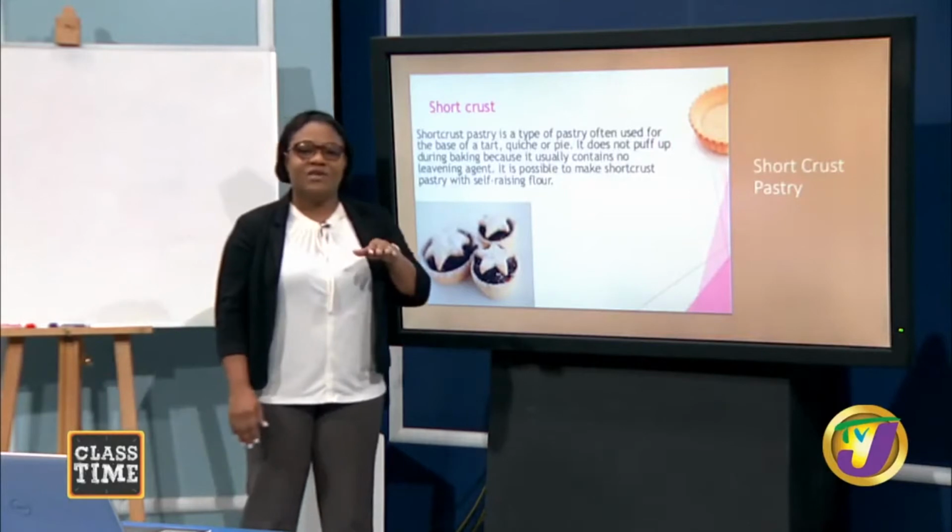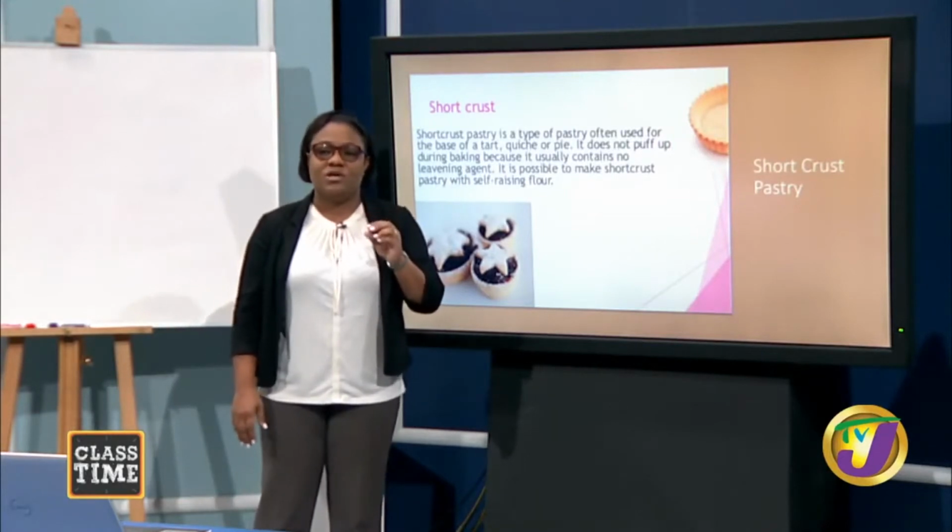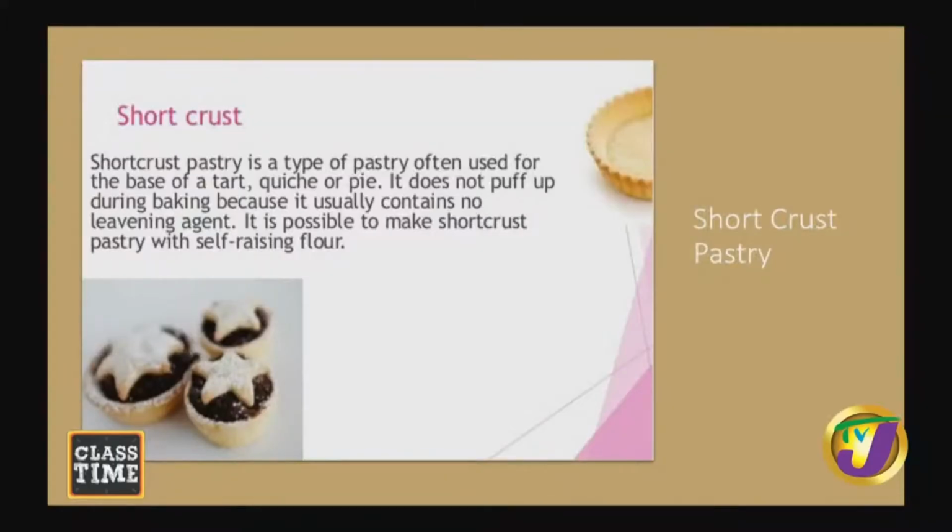Now, let's dive into short crust pastry. Short crust pastry is a type of pastry often used for the base of tart, quiche, or pie. And quiche is a savory dish. Oftentimes, for quiche, we use callaloo, we can use ackee, we can even use a meat filling, or we can pair it with a meat filling and a vegetable filling, but this is very savory.